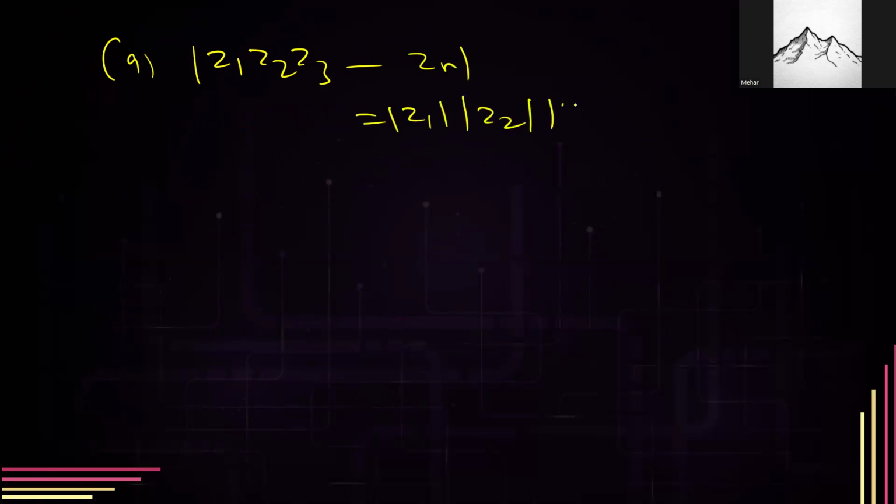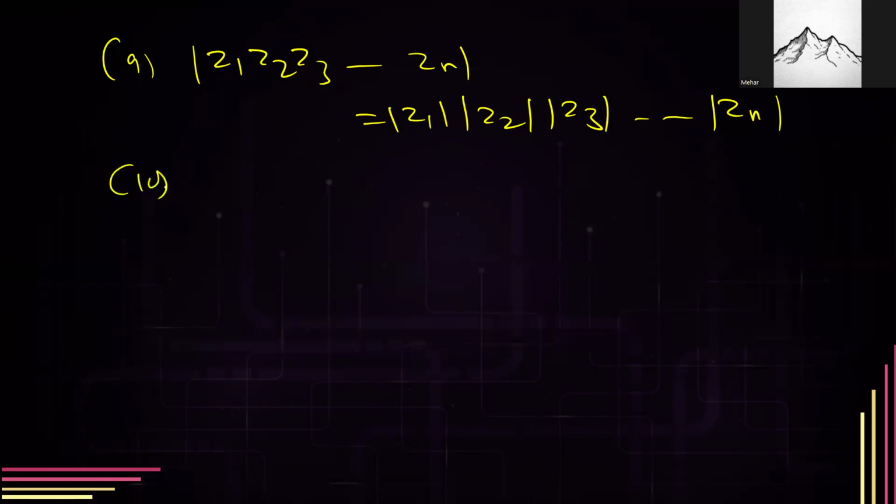Okay, so the ninth property, I'll just write mod of Z1 into Z2 into Z3 up to Zn. You can write mod Z1 into mod Z2 and so on. That is, you can find individual modulus and multiply. That is, whether you multiply all of them and take mod of the resulting complex number or take individual mods and multiply, the result would be the same.